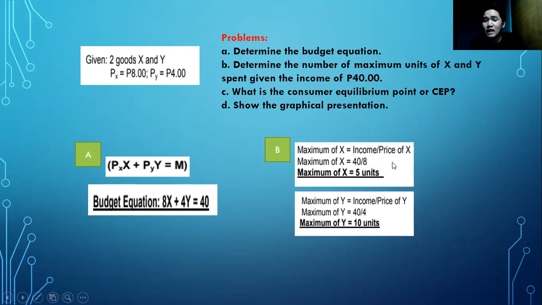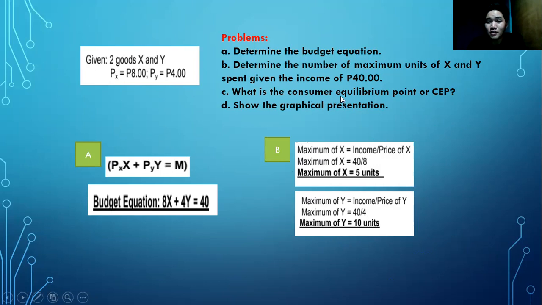Saan ulit siya ginagamit? Bakit natin kinocompute yung maximum units? Ginagamit natin yan sa pag-graph, especially sa budget line. Okay? Kasi yan na yung magiging x-intercept and the y-intercept, yung pinaka data na gagamitin mo sa guhit ng budget line mo sa graph. Okay? So next is ito na.